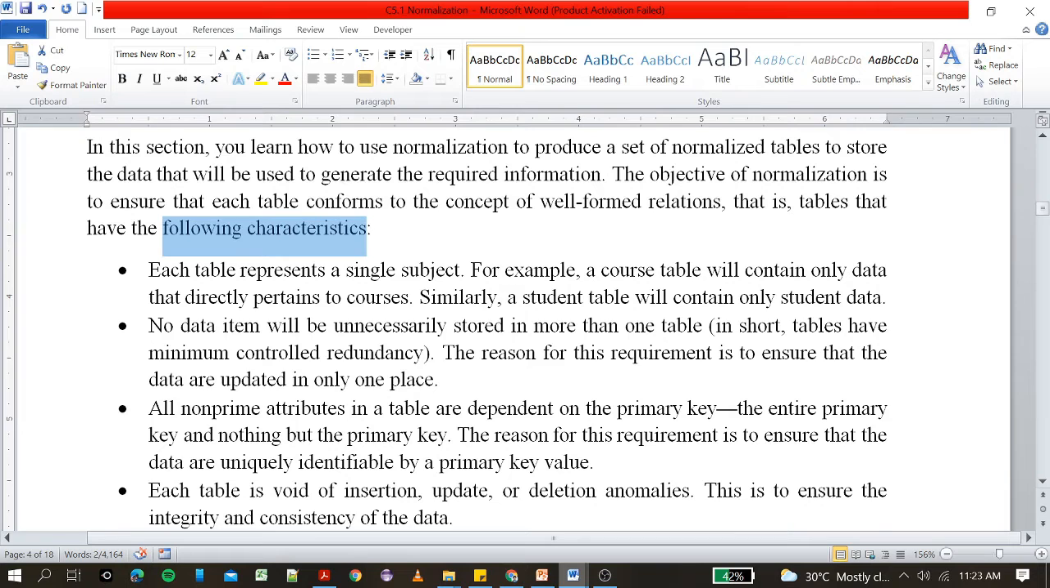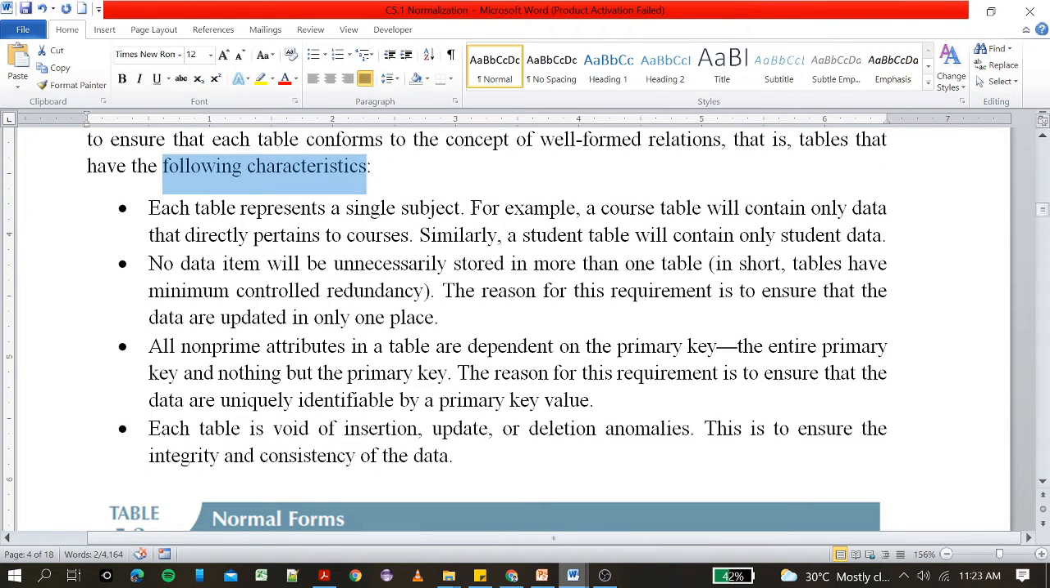So dapat, at the end of the normalization process, ito yung mga characteristics ng table na meron tayo dun sa ating database. Una, each table represents a single subject. Ibig sabihin, kung ang pinag-uusapan lang nun ay tungkol sa employee, employee lang yun. Kung yun ay tungkol lang sa project, project lang yan. Wala dapat ibang data na nagre-represent ng ibang klase ng entity dun sa ating table. For example, a course table will contain only data that directly pertains to courses. Similarly, a student table will contain only student data. Hindi pwede yung student merong laman na course at yung course may laman na student.